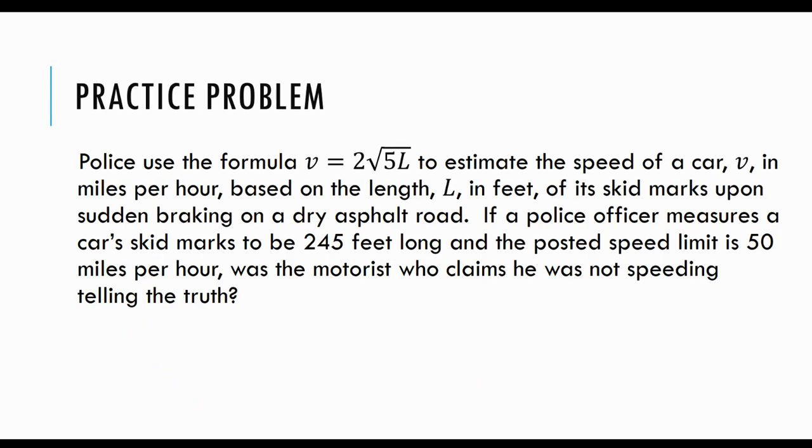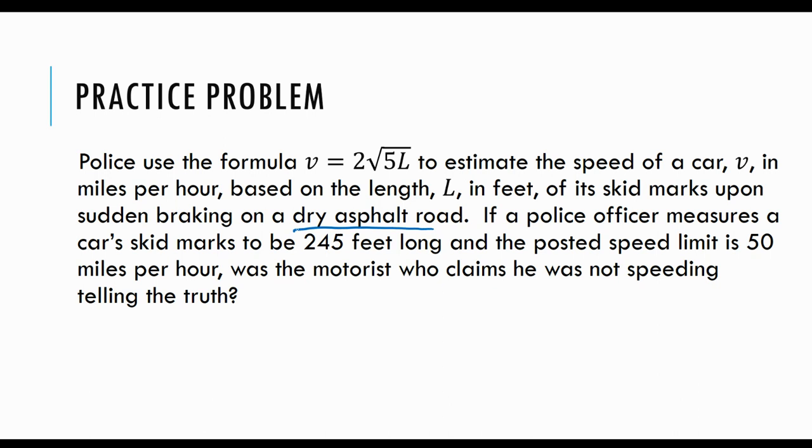Here is an application problem with radicals. It says that the police used the formula V equals 2 times the square root of 5L to estimate the speed of a car V in miles per hour based on the length L in feet of the skid marks upon sudden braking on a dry asphalt road. If a police officer measures a car's skid marks to be 245 feet long and the posted speed limit is 50 miles per hour, was the motorist who claims he was not speeding telling the truth?